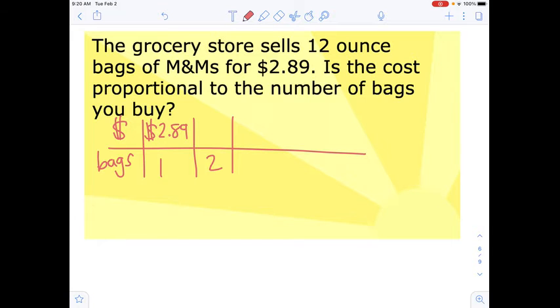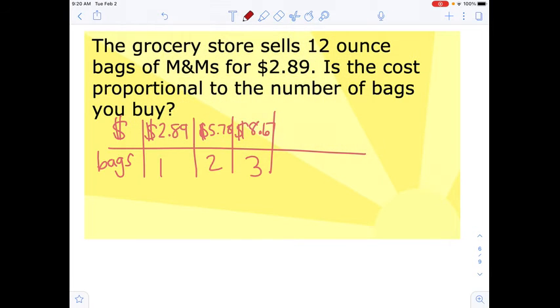If I buy 2 bags of M&Ms, it's going to be $2.89 times 2, which is $5.78. If I buy 3 bags of M&Ms, it's going to be $2.89 times 3, which is $8.67. Then to see if this is proportional, I can take top divided by bottom.